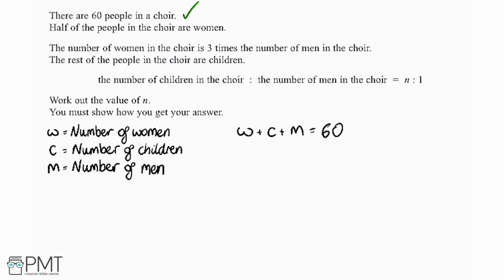Okay, so the next line: half the people in the choir are women. So W equals half of 60. It's going to be 30, so we know there are 30 women in the choir.